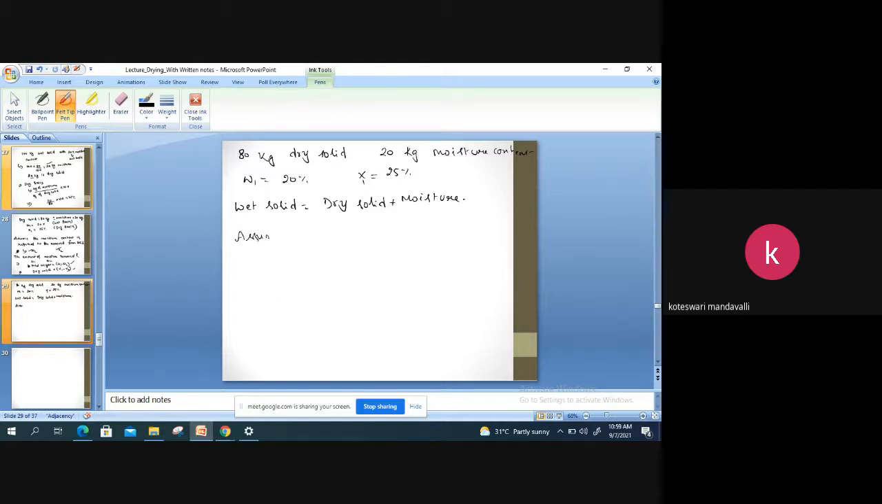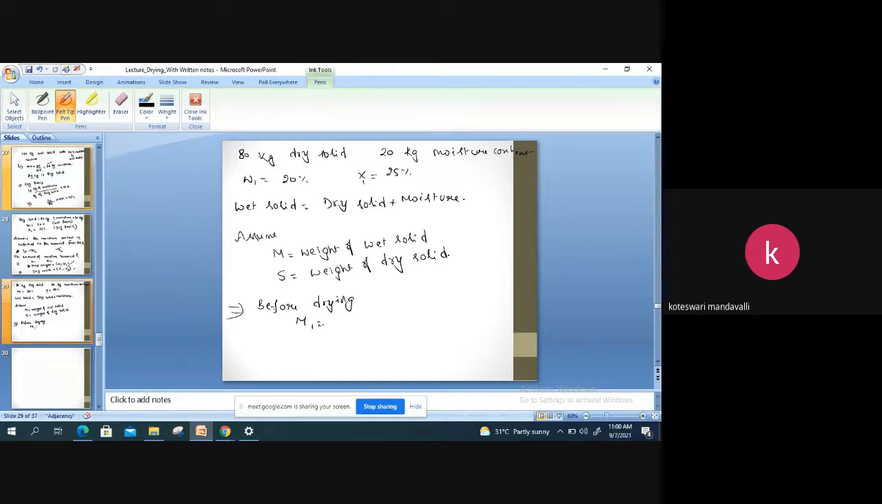Assume M is equal to weight of wet solid and S is the weight of dry solid. Okay, so M means weight of wet solid, S means weight of dry solid. So initial weight, so before drying.